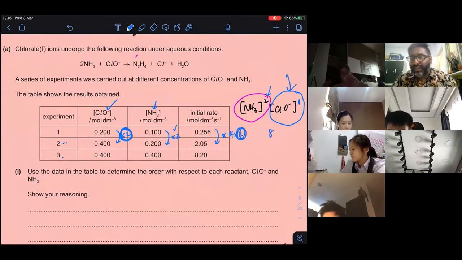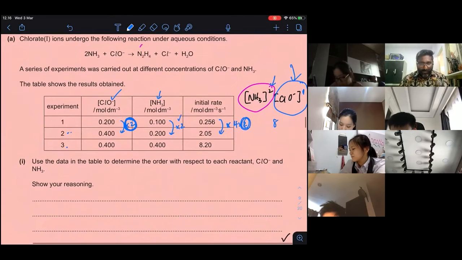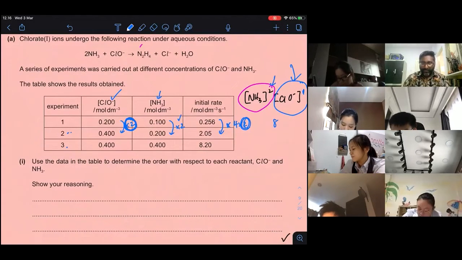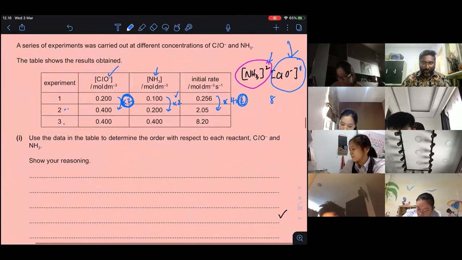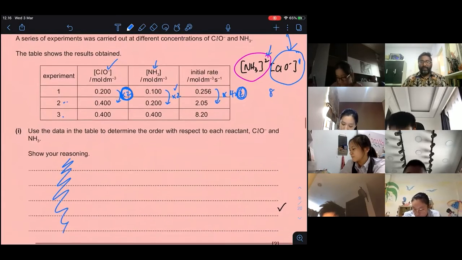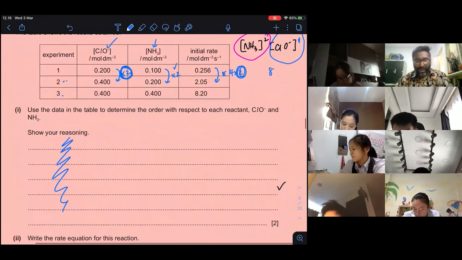There is no other way that I can show anymore. But the moment you get that, that's going to be the reasoning. For the reasoning, please use whatever way that I used just now. You need to show the working over here. Explain, experiment 1 to 2.